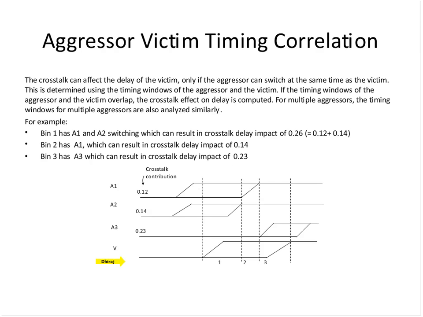Bin 2 has only A1 switching, and bin 3 has only A3 switching. So we have the values here 0.12, 0.14, and 0.13. In bin 1, the cost of delay impact is 0.26. Bin 2 has only A1, 0.14. Bin 3 has only A3. So the same timing window information that was used for noise is also used for crosstalk delay, right?